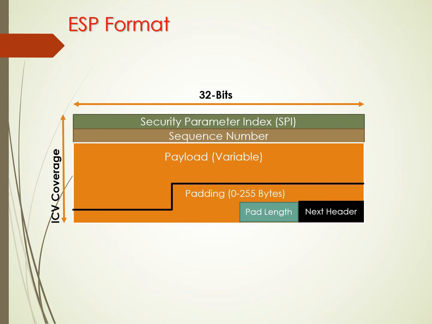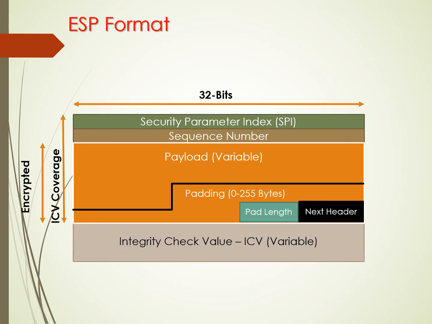From the security parameter index SPI to the payload together, it is the ICV coverage. We'll see later what ICV coverage is. So all of SPI, sequence number, and payload. The payload is encrypted. Obviously, the payload should be encrypted. The payload is nothing but data; the data that needs to be sent should be encrypted.